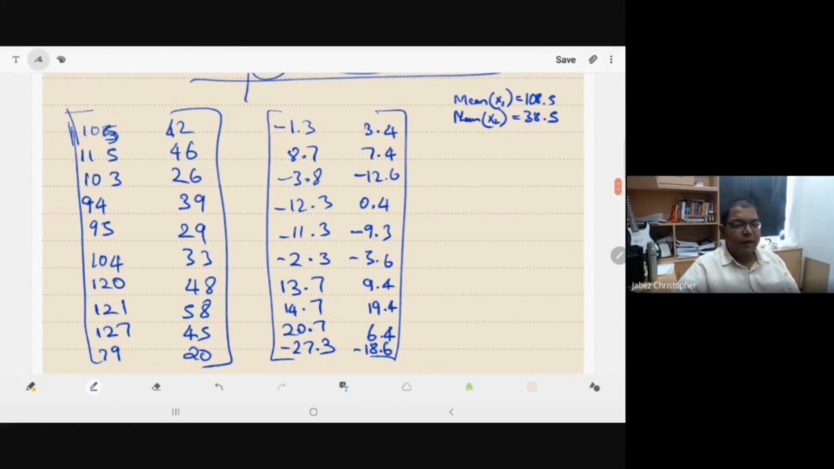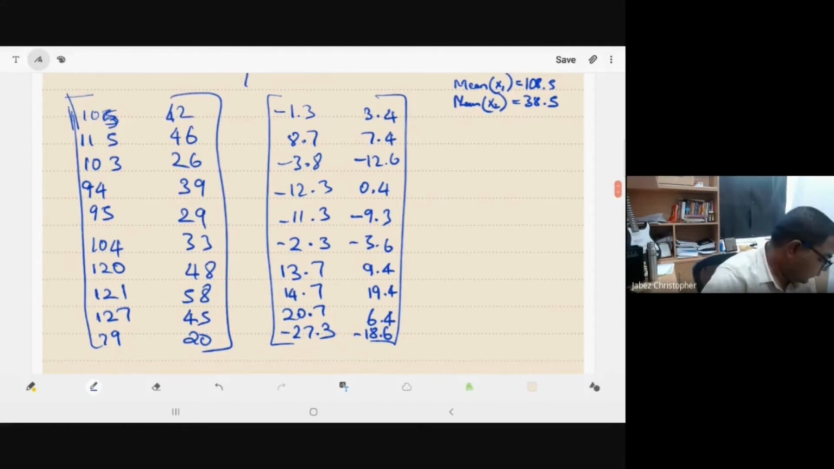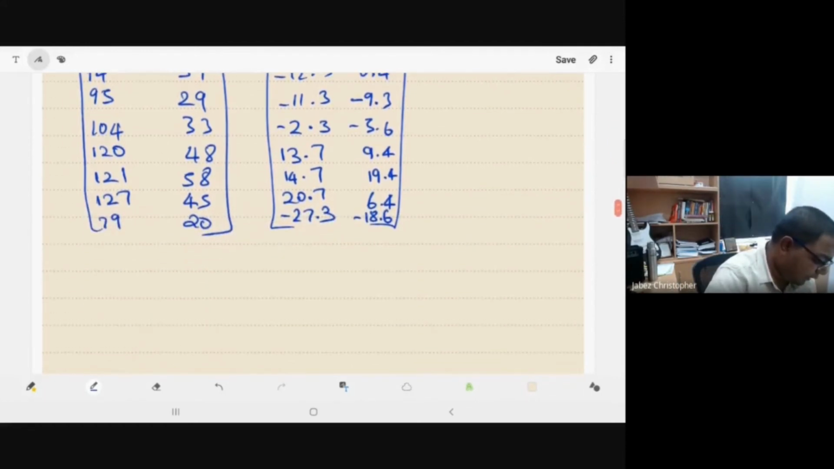Clear with how I got these values? So from this mean, I can calculate the... what do I need to calculate? I need to calculate the covariance.